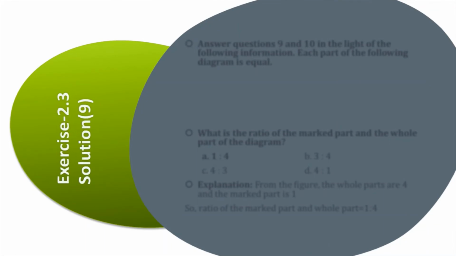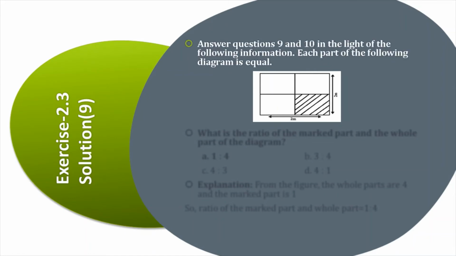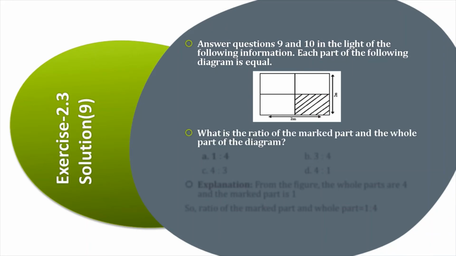Let us see the solution number 9. From this figure, you have to answer questions 9 and 10 in the light of the following information. Each part of the following diagram is equal to each other. That is question number 9: what is the ratio of the marked part and the whole part of the diagram? Let us see the options: 1 is to 4, 3 is to 4, 4 is to 3, 4 is to 1. My dear students, the marked part is 1 is to 4. That is our desired answer.